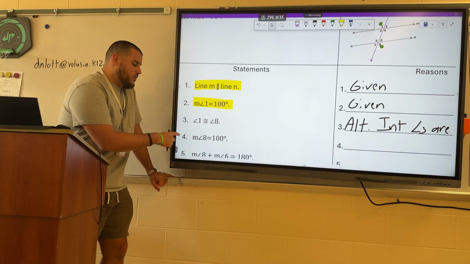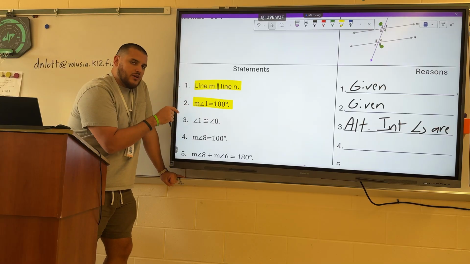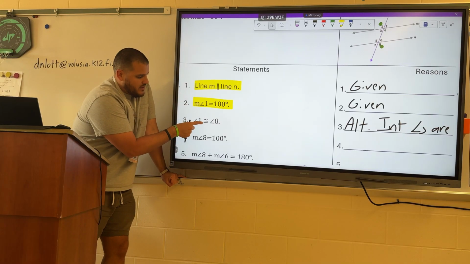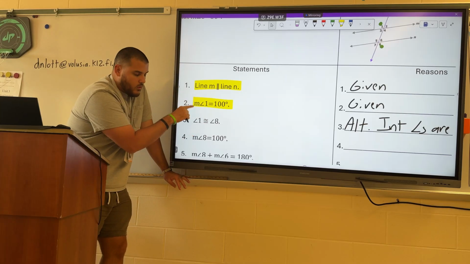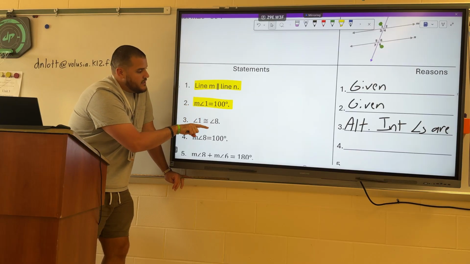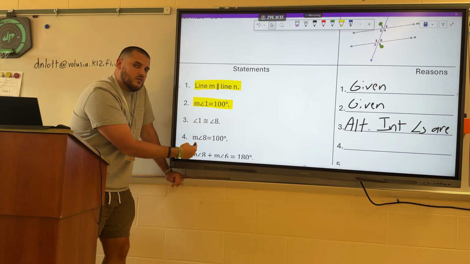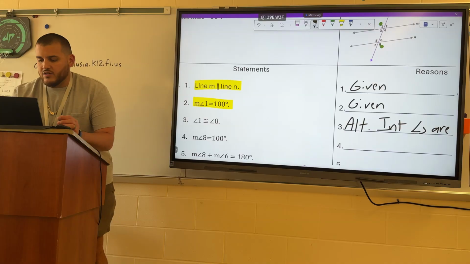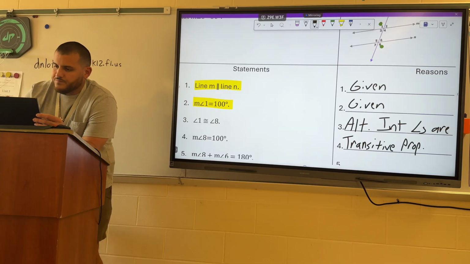In statement 4 here, we have the measure of angle 8 being 100 degrees. This is actually true because of our transitive property. And we might get a little nitpicky here because that's a congruent sign and not an equal sign. But we do see that angle 1 is going to be equal in value to 100 and to 8. So because both of those things are equal in value to angle 1, they must be equal in value to each other. That is our transitive property. Transitive property says measure of angle 8 is equal to 100 degrees.